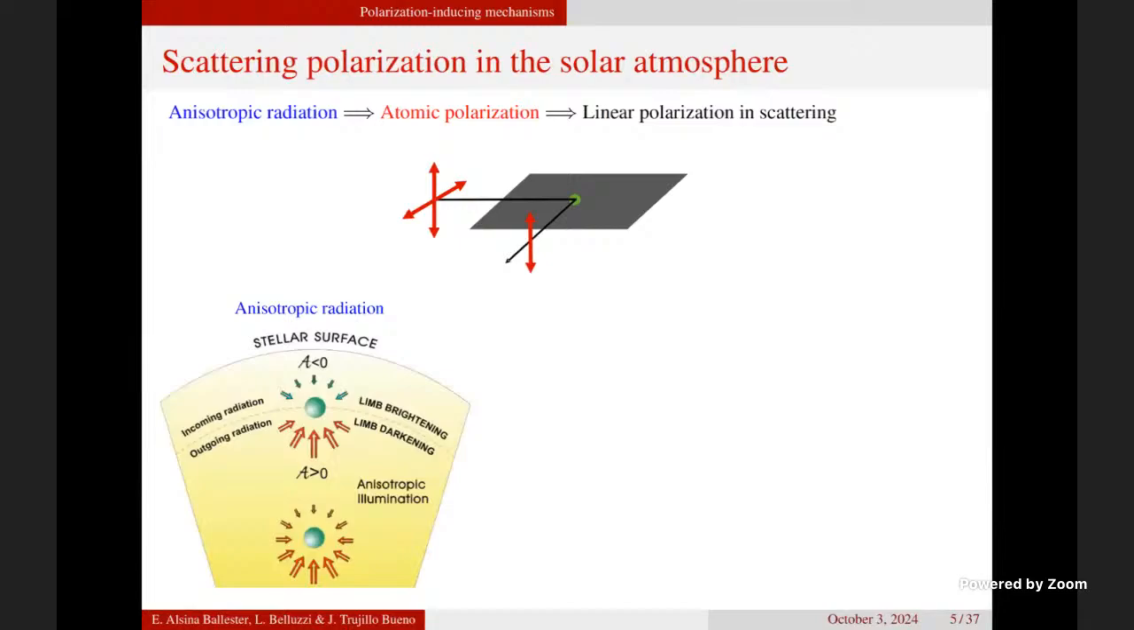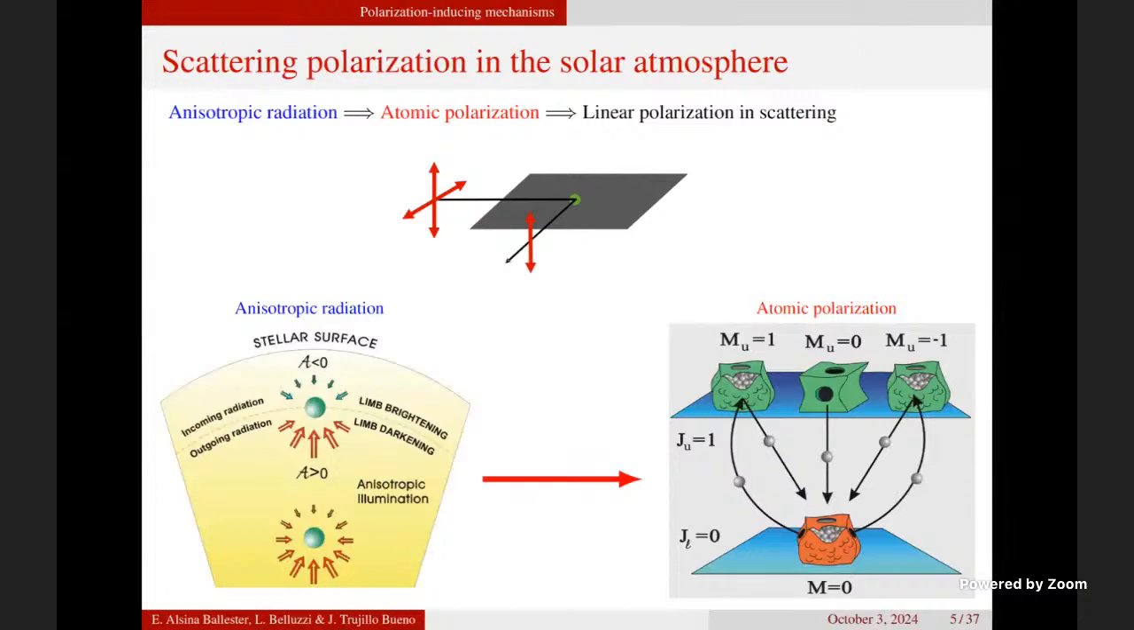Now, in the solar atmosphere, we have anisotropic radiation, which is largely anisotropic around the radial direction, so that would be approximately the symmetry axis. And this is mainly because of the stratification of the properties of the solar atmosphere. Because of this, the atoms that are illuminated by this anisotropic radiation perceive a net angular momentum, which causes an imbalance of the populations of different magnetic sublevels.